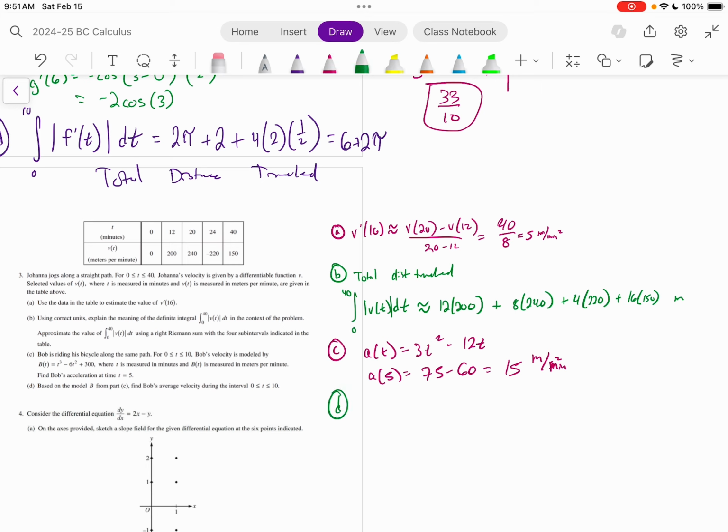And then D, based on the model B from part C, find Bob's average velocity. Oh boy, average velocity. Okay, right? So that's going to be the average value of his velocity function. So average value, right? 1 over b minus a times the integral from a to b, right? So we're going to do 1 over 10 times the integral from 0 to 10 of this business, which is, they actually want us to take this? A dumb problem. All right.